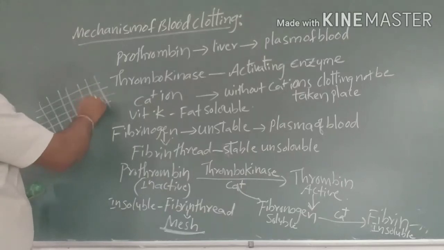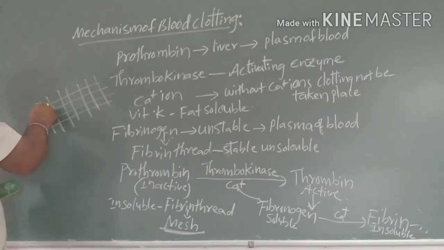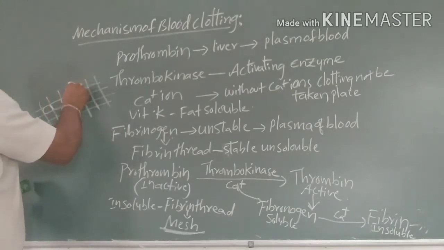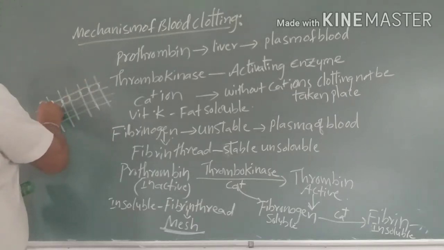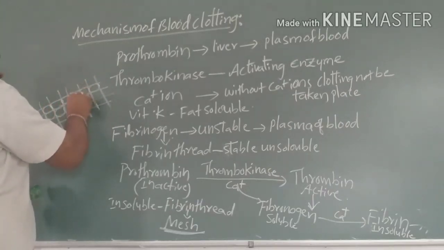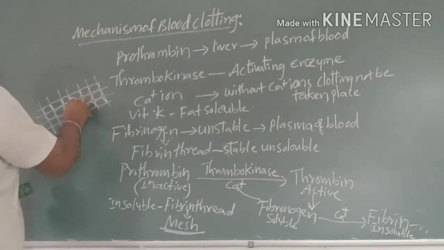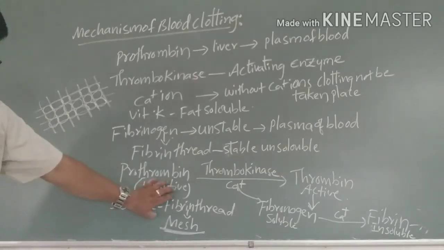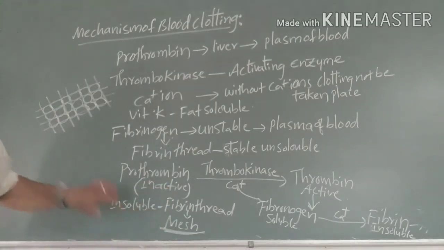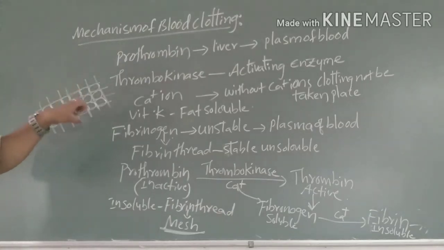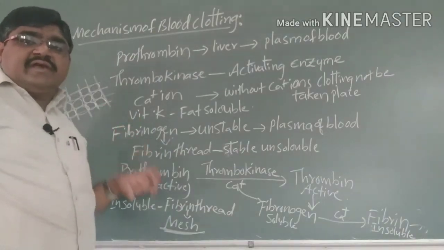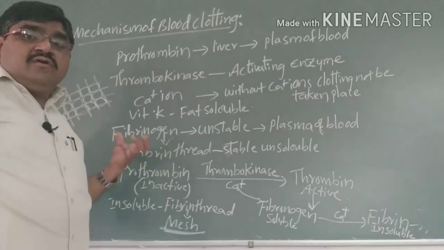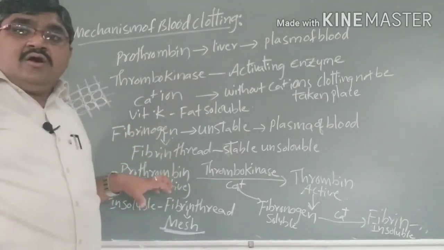So when they form a mesh-like structure, the cells, bacteria, that means the blood cells, are deposited in these insoluble fibrin threads, which is helpful for easy clotting of the blood. These fibrin threads form a mesh or network-like structure, helpful for deposition of the blood cells in this. So the clotting of the blood takes place easily. This is how the clotting of blood takes place in organisms.